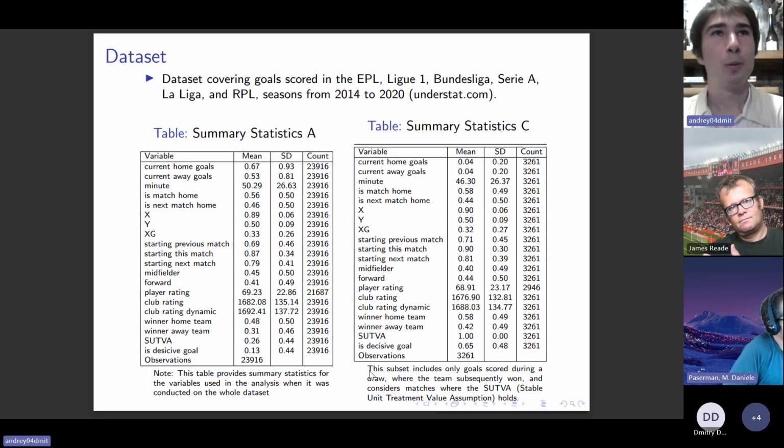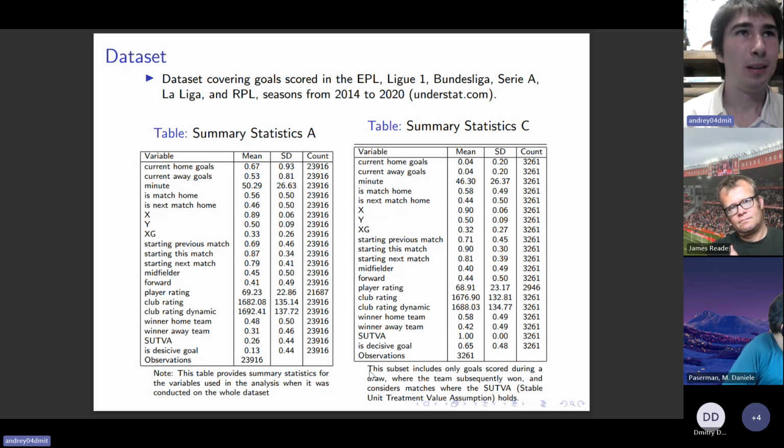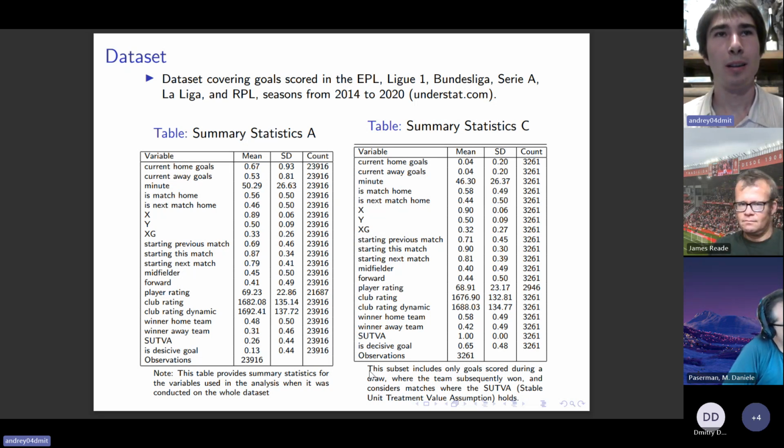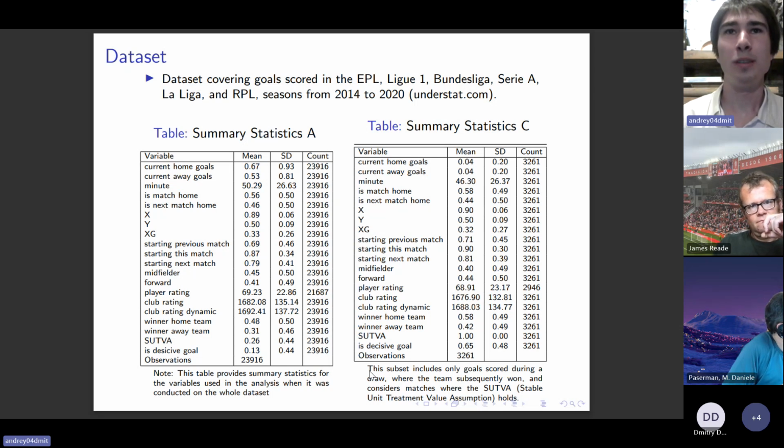Yeah, at first when I came up with the idea of the effect of scoring a decisive goal, I thought that the most pronounced effect would be at the home stadium at the end of the match when this is a decisive goal. But unfortunately, we can't provide that. The sample is very small.